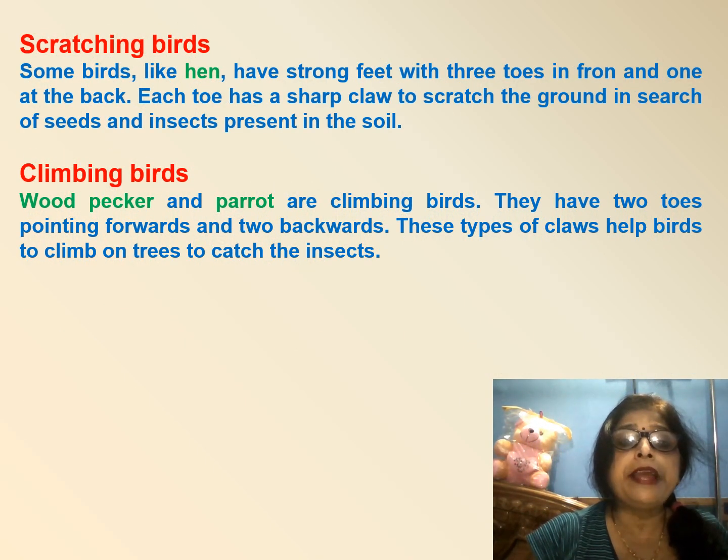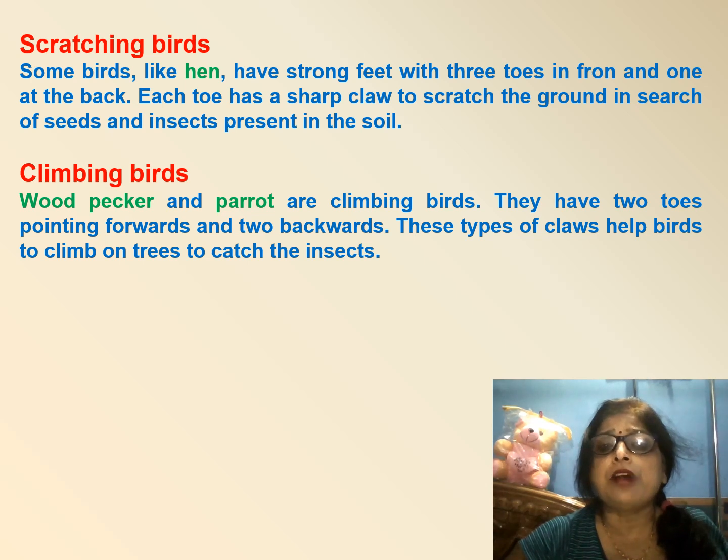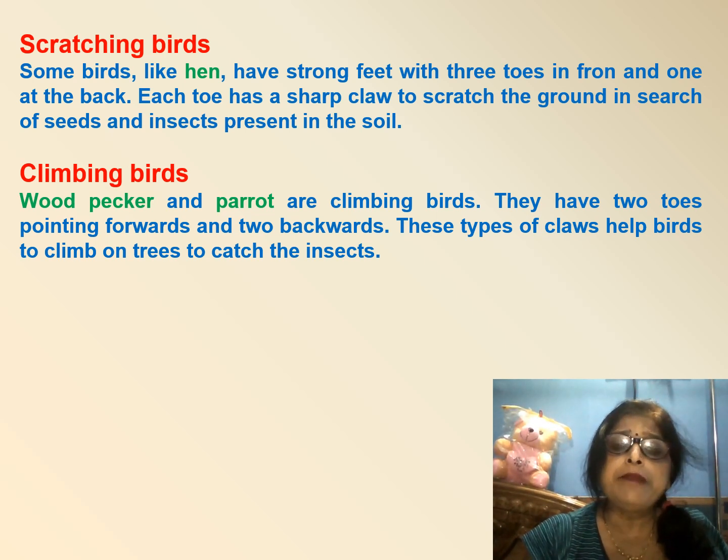My dear students, the next topic is scratching birds. Some birds like hen have strong feet with 3 toes in front and one at the back. The claws in these toes are sharp and help to scratch the ground, digging in search of seeds present in the soil, and insects are also present in the soil. The hen scratches the ground with the help of these claws and takes seeds or insects from the soil.